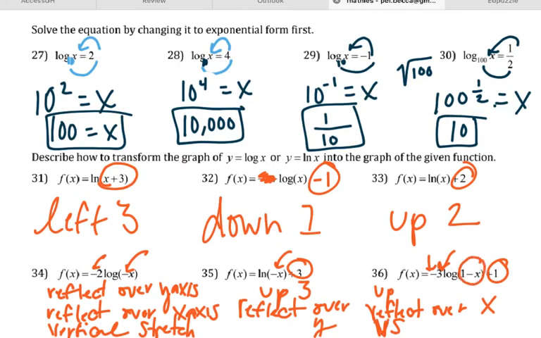Now this guy here is really saying negative x plus 1. I rewrote it as negative x plus 1. Now this is minus 1, because I need this 1 to be positive. Sorry. So this negative is a reflect over y. And this number with the x moves it to the right one. 36 is pretty difficult. Okay, let's try the next one.